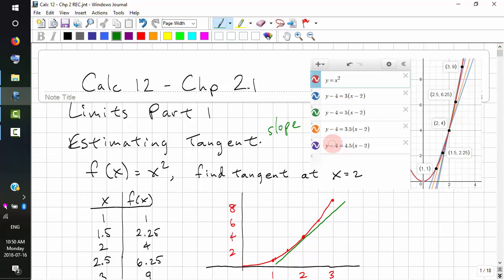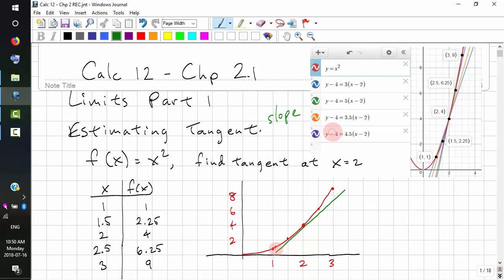So we have the points 3,9 and 2,4. We just use a table of values to figure out some points that are close, and these are the points: 1,1; 1.5,2.25; then we have 2,4; and we have 2.5,6.25; and 3,9. The scale here doesn't match the scale here, but understand we're still doing the same thing.